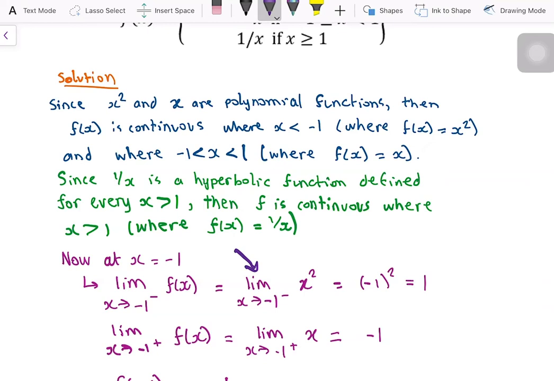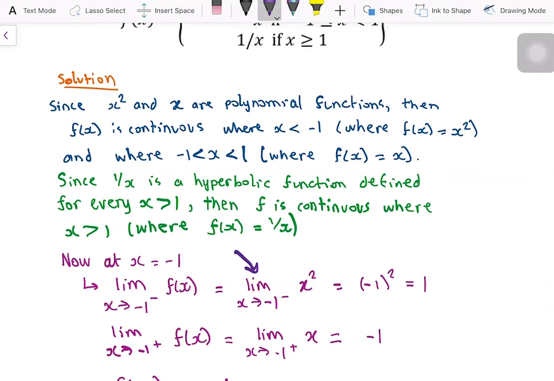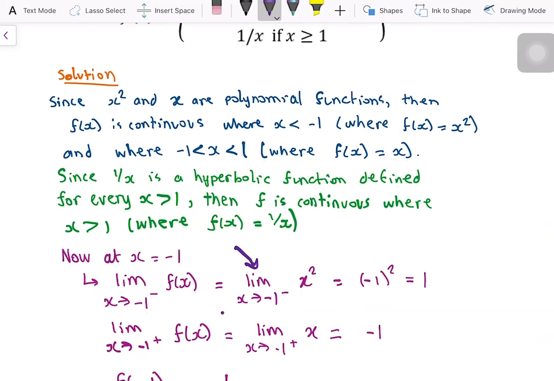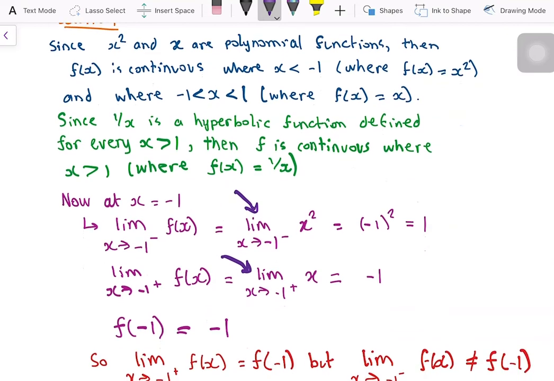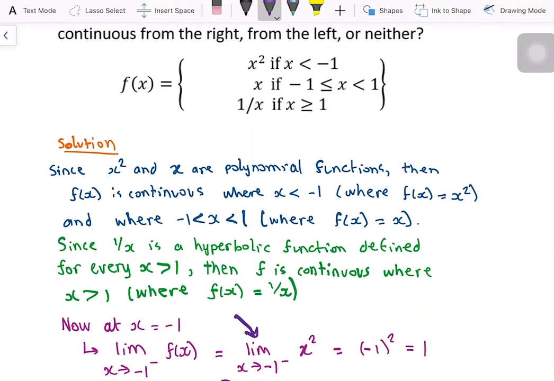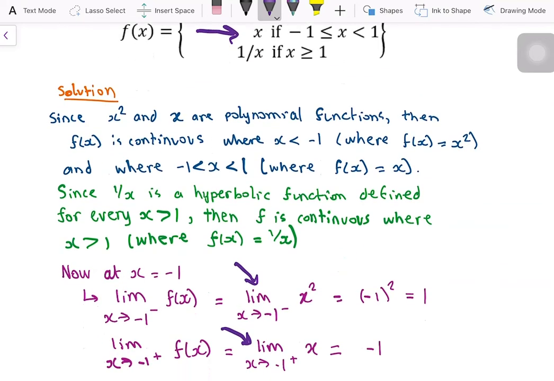And now if we look at the limit as x approaches -1 from the positive direction, since f of x equals x when x is at least -1 and less than 1, we'll have the limit of x as x approaches -1 from the right, and this will equal -1. And also, if we look at f of -1 itself, since x equals -1, this will be the second case. So we have f of -1 equals x, which is equal to -1.